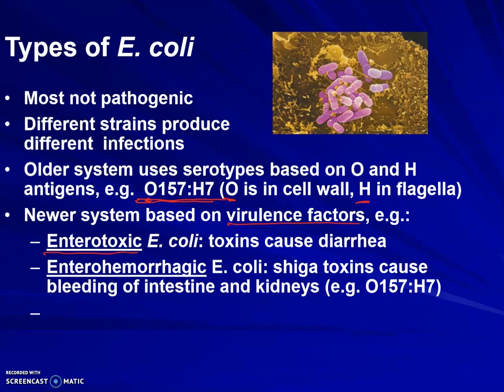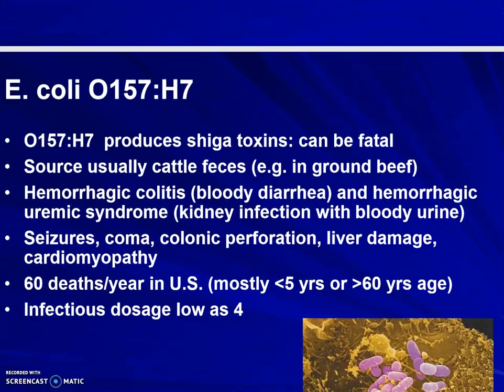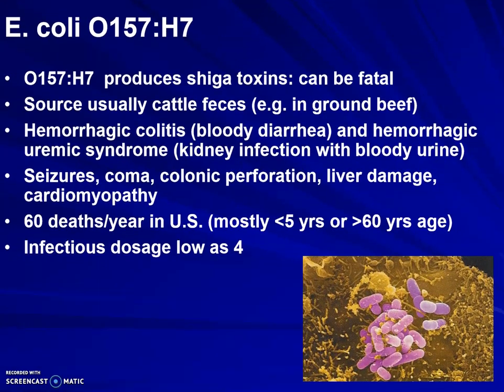The newest system of naming is based on the virulence factors. For example, if you have enterotoxic E. coli, then you're indicating that the toxin causes diarrhea, or enterohemorrhagic E. coli, such as the O157H7 strain. There you have a Shiga toxin that causes bleeding of the intestine and sometimes even the kidneys. So here is some more information about E. coli O157H7. It produces this Shiga toxin that can potentially be fatal.